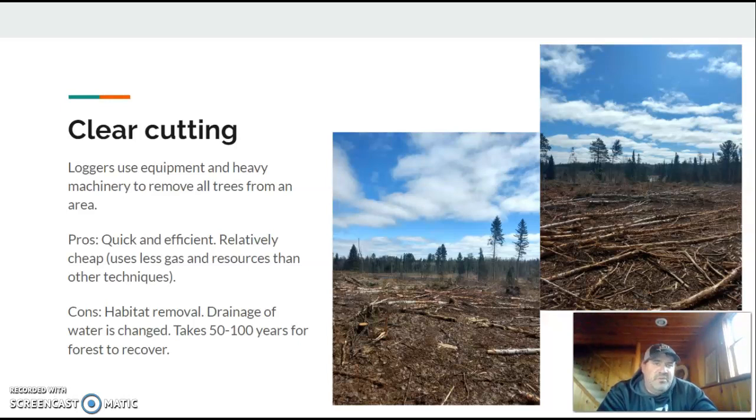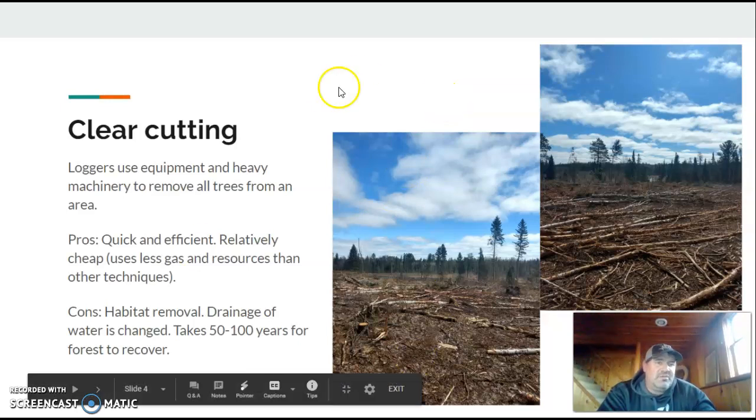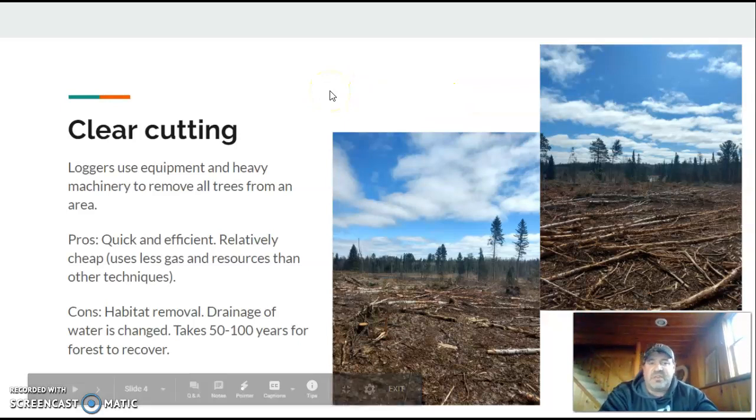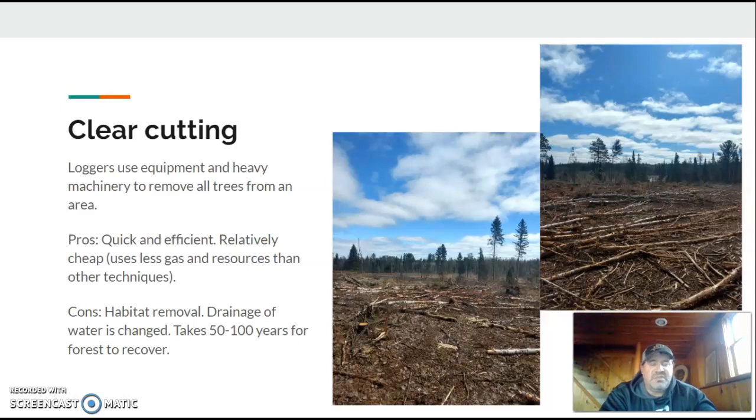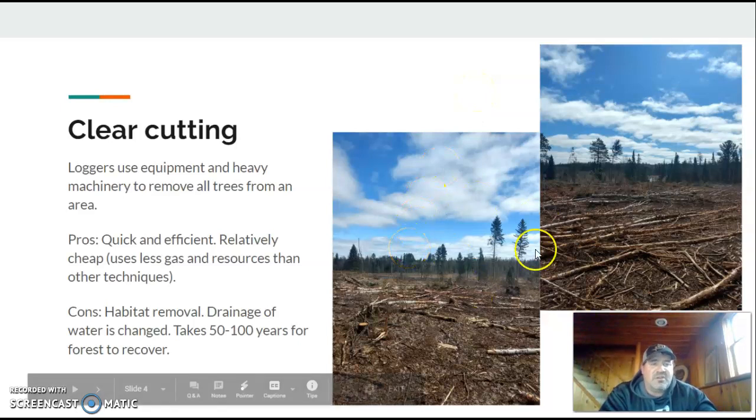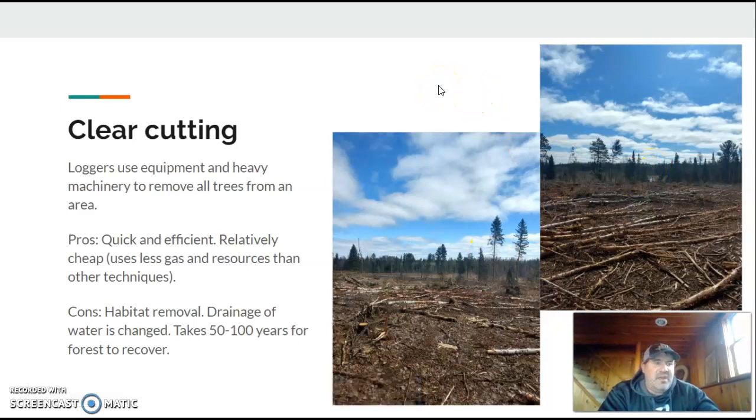The cons are that it removes a lot of habitat. As you can see, I went out and drove around on my four-wheeler last weekend looking for examples of these different forestry techniques. That's why you see these pictures here. This is about a mile from my cabin. They just recently did this, over the winter, they logged off this little spot here, and this is just a different angle of the same spot. The cons of it are habitat removal.